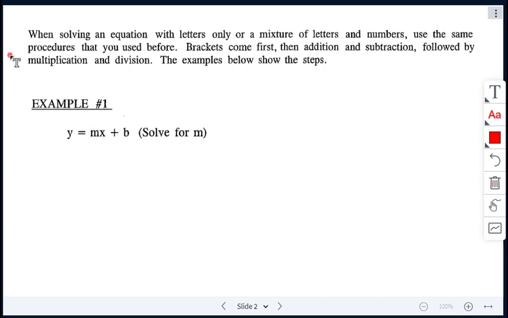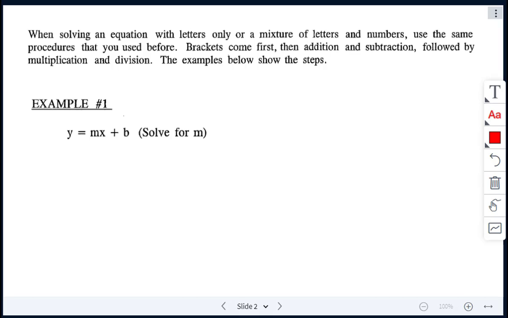So when we're solving an equation with letters only, or a mixture of letters and numbers, we're going to use the same procedures that we have used before. Brackets come first, then any addition and subtraction, and lastly any multiplication and division. So let's take a look at our first example here.